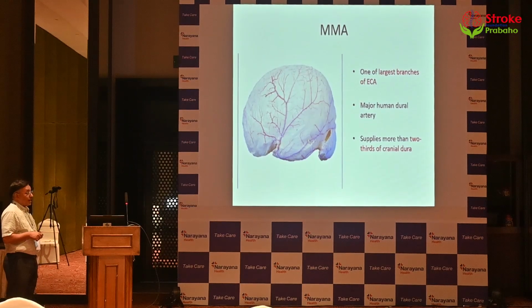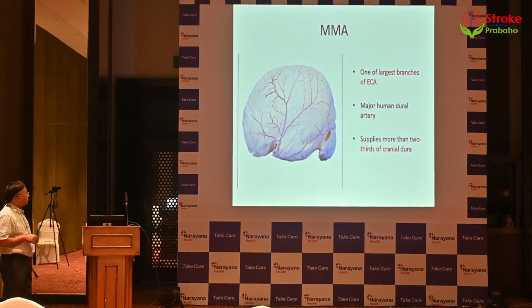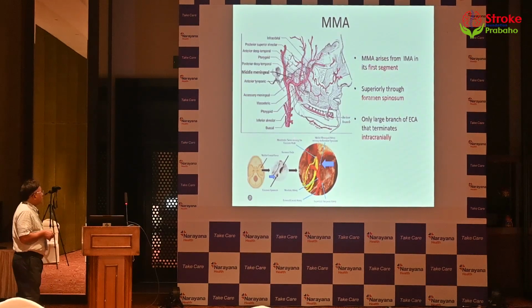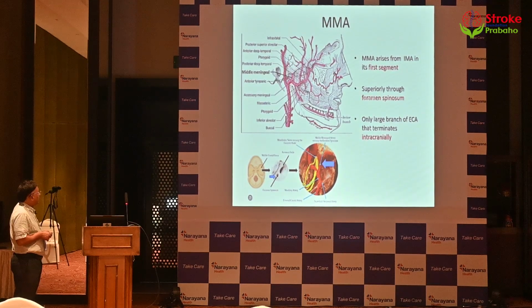The middle meningeal artery is one of the largest branches of the external carotid artery, and is a major dural artery. Most of the dura is supplied by the middle meningeal artery, which supplies two-thirds of the cranial dura. The middle meningeal artery arises from the first segment of the internal maxillary artery, and it passes through the foramen spinosum and becomes intracranial.